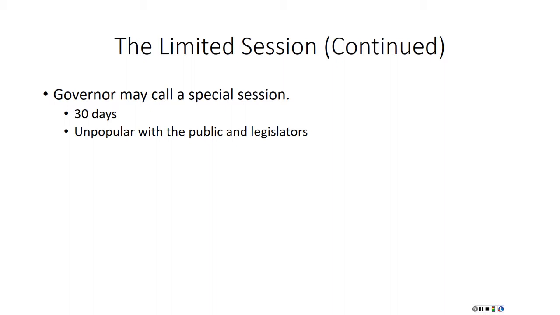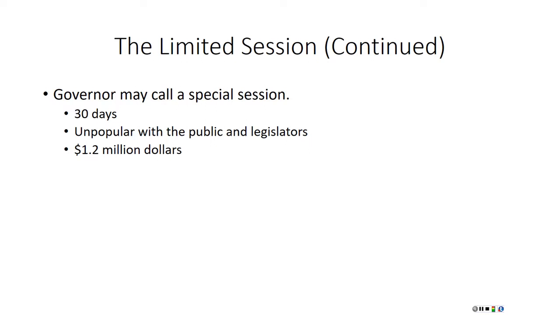Why would this be unpopular with the public? Remember that per diem I mentioned? If a special session lasts a full 30 days, this number is actually wrong. It's gone up because they've gotten that raised to 221. It's going to cost about $1.4 million. It's going to be expensive. We don't like spending money.